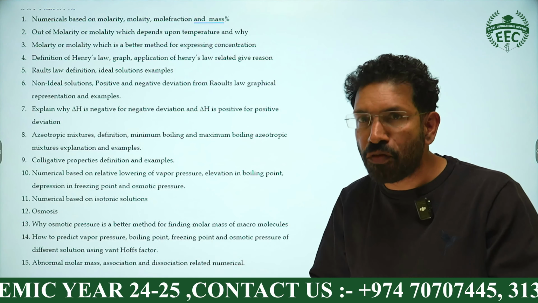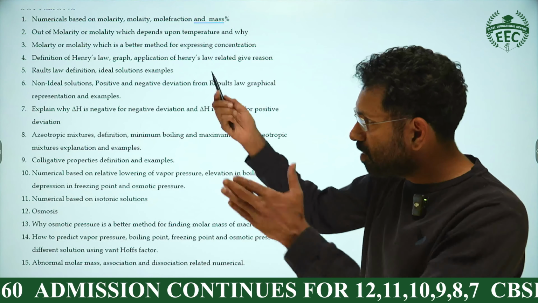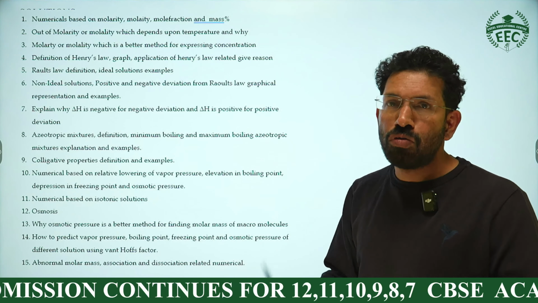There is a formula of degree of association. We study that formula, you have to go through it. Similarly, degree of dissociation, (i − 1)/(n − 1). We did that question. Just go through it. This can come for 3 marks numerical. These are the important areas of solution. You have to go through it.